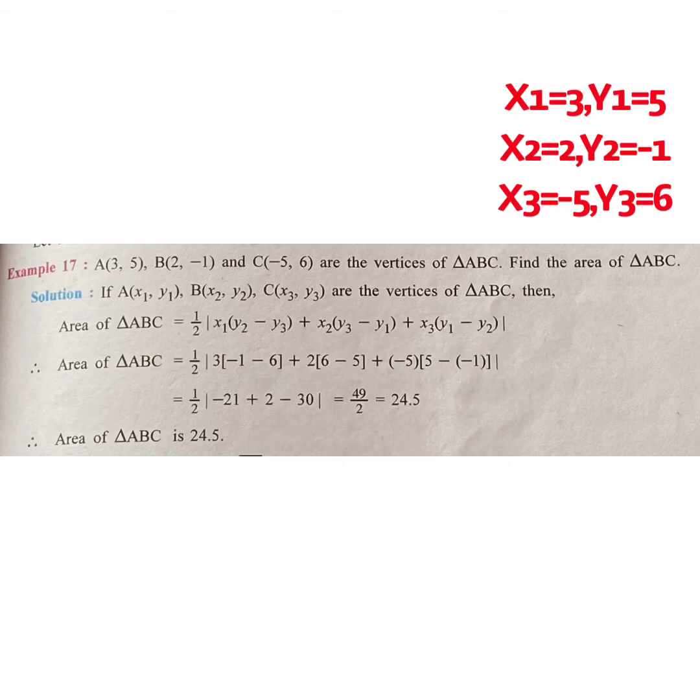So we will get area of triangle ABC is equal to half into 3 into (minus 1 minus 6) plus 2 into (6 minus 5) plus minus 5 into (5 minus 1). That is equal to half into 3 into minus 7 plus 2 into 1 plus minus 5 into (5 plus 1), that is 6. Now 3 into 7 is 21, 2 into 1 is 2 and minus 5 into 6 is minus 30. So we will get half into (minus 21 plus 2 minus 30). That is equal to minus 49 by 2, which is equal to minus 24.5.